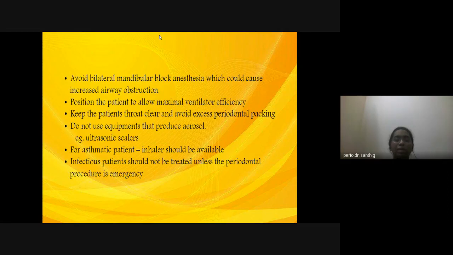Also bilateral mandibular nerve blocks you have to avoid in these patients because they will cause airway obstruction, and the position of the patient should allow maximal ventilatory efficiency. So you should see that patients will have maximum ventilation. In that position you have to place the patient, keep the patient's throat clear, and avoid excessive periodontal packing and equipment that produces aerosols. Ultrasonic scalers, which produce aerosols, you should not use in these patients.